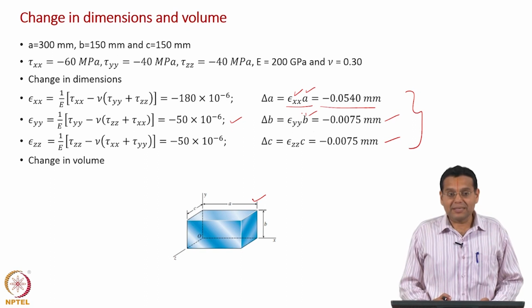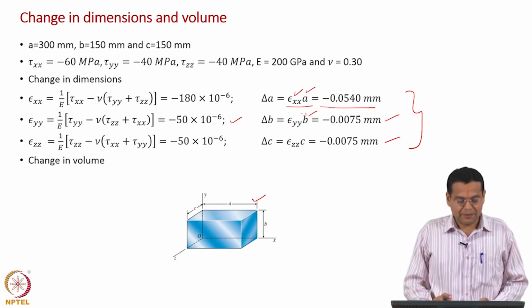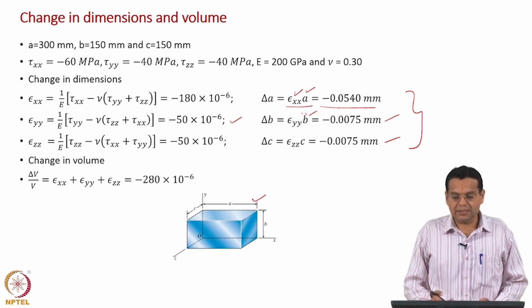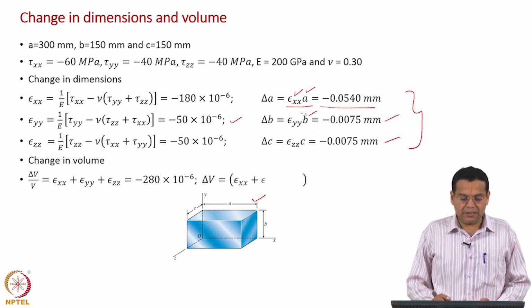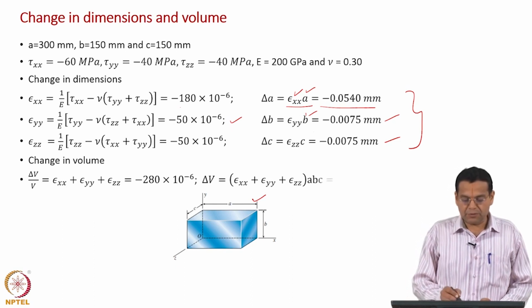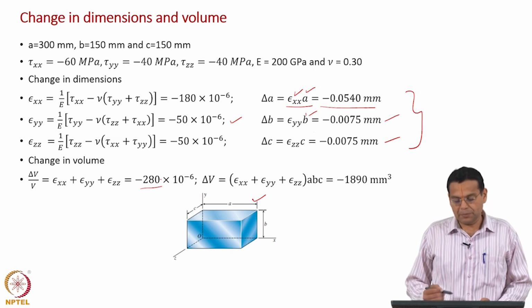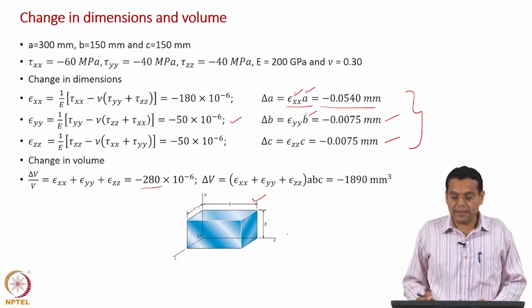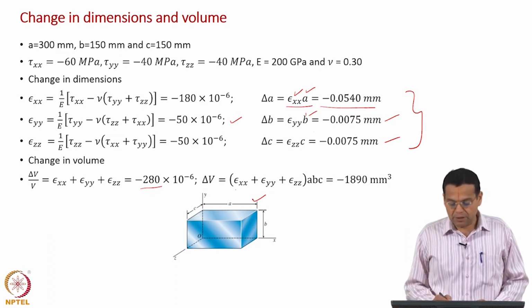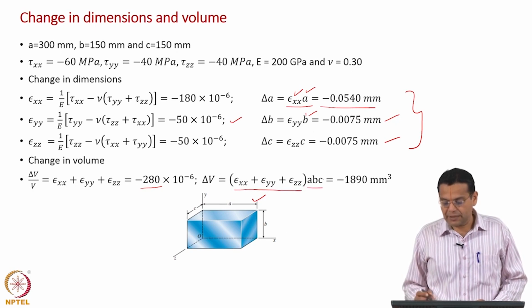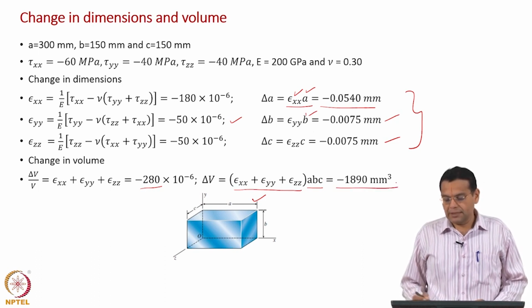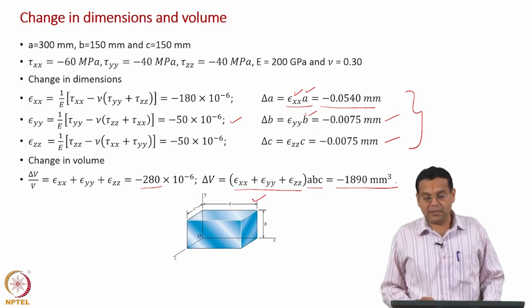Okay. To find out the change in volume, we will have to find out the delta V by V, the fractional change in volume, which is the sum of all the normal strains. So, we have found out all the 3 normal strains. When you sum up, of course 180 plus 50 plus 50 gives you 280, minus 280 into 10 power minus 6. To find out the change in volume, we will have to multiply this fractional change in volume or the volumetric strain with the original volume, which is ABC, this is a cuboid, okay, which gives us the decrease in volume. So, minus 1890 millimeter cube.